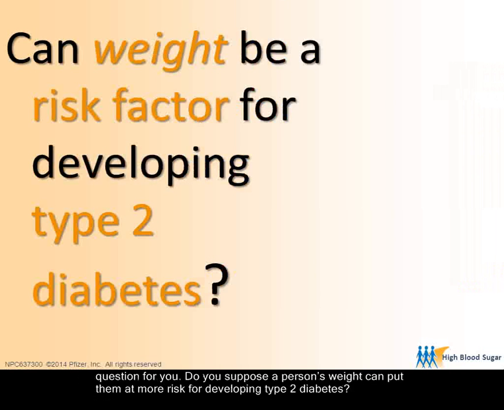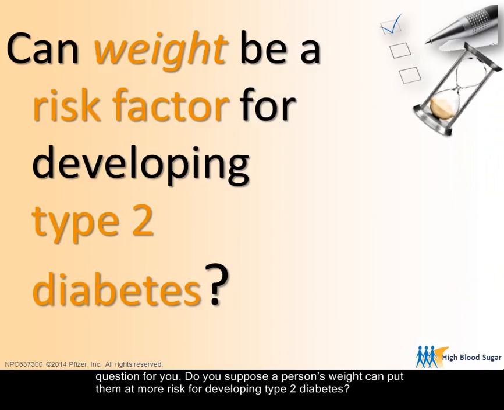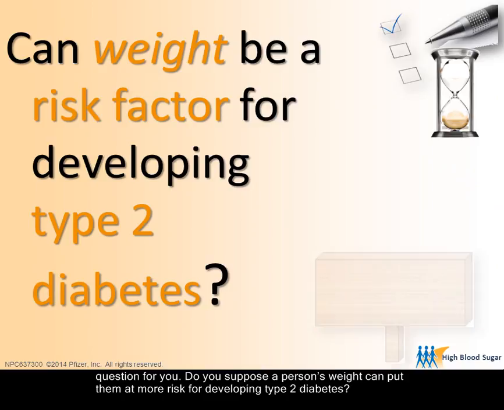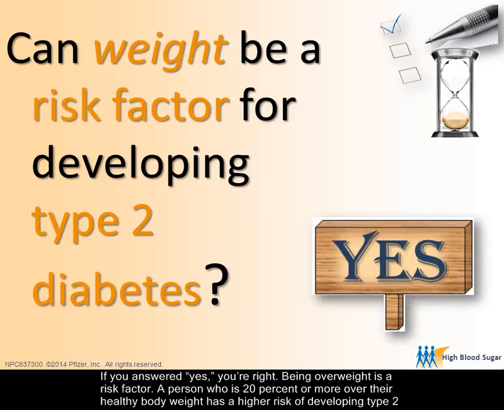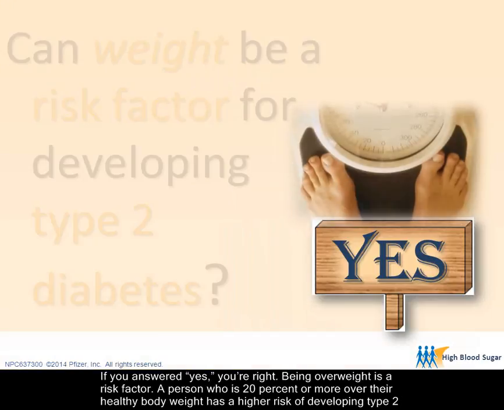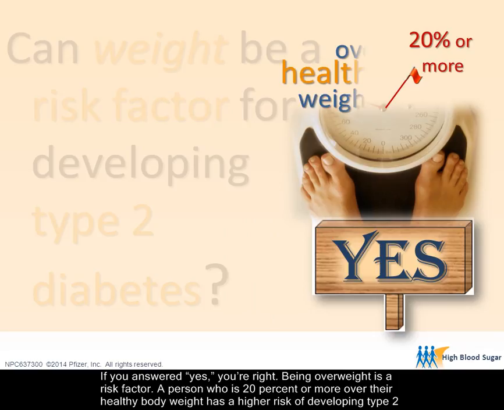Here's a question for you. Do you suppose a person's weight can put them at more risk for developing type 2 diabetes? If you answered yes, you're right. Being overweight is a risk factor. A person who is 20% or more over their healthy body weight has a higher risk of developing type 2 diabetes.